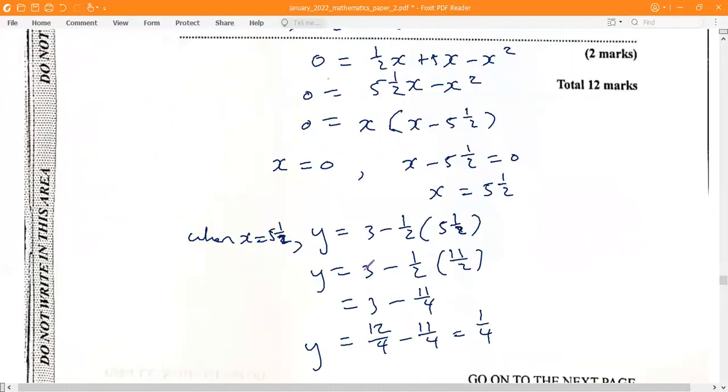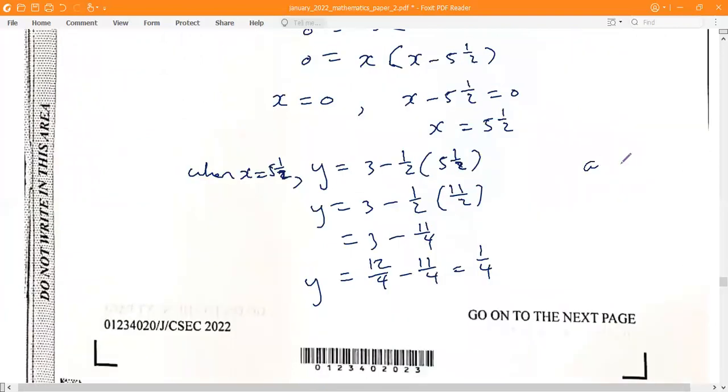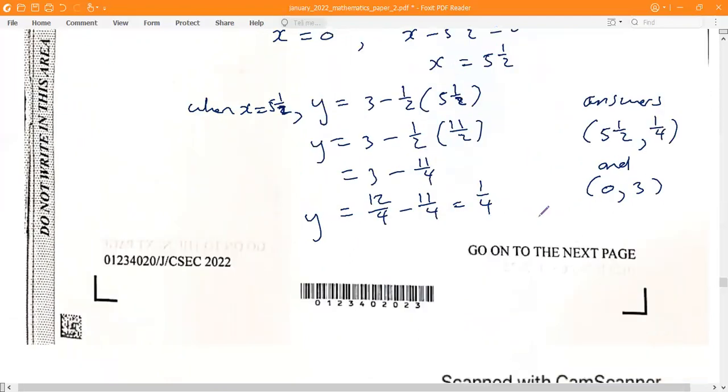So the solutions, or answers, are (5.5, 1/4) and (0, 3). Therefore we can say x is equal to 5.5, y is equal to 1/4. This is one set of solutions. And x is equal to 0, y is equal to 3 is the other set of solutions.